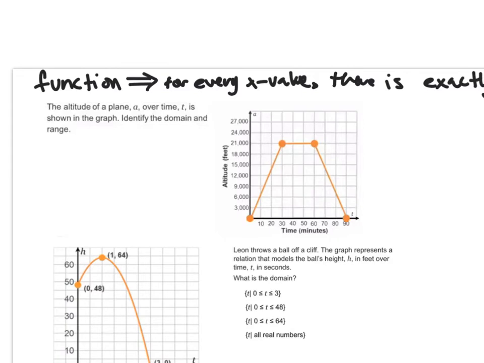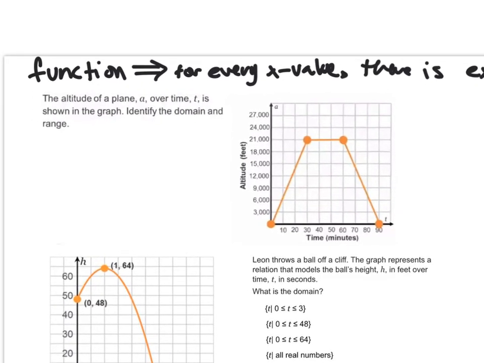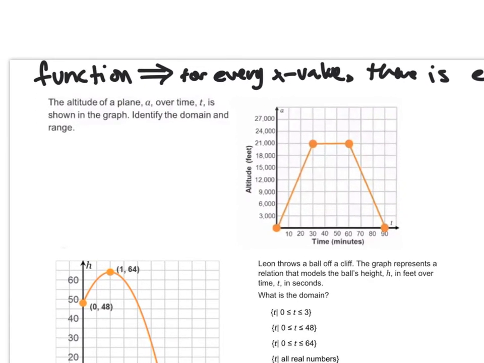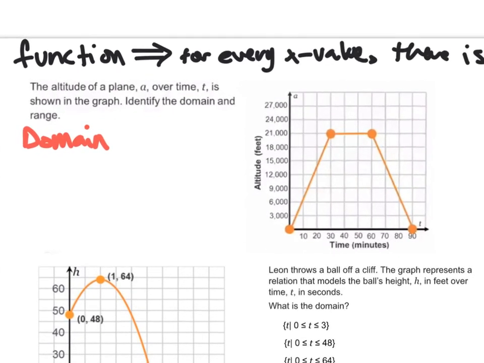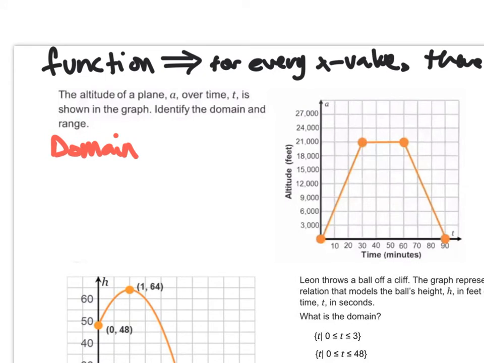Okay. Now here, on this one it says the altitude of a plane A over time t is shown in the graph below, okay? Identify the domain and range, okay? So it wants us to say, okay, if we identify the domain, what does that mean? What are we trying to find? What does domain mean? Your x values, okay? So domain, these are your x values.